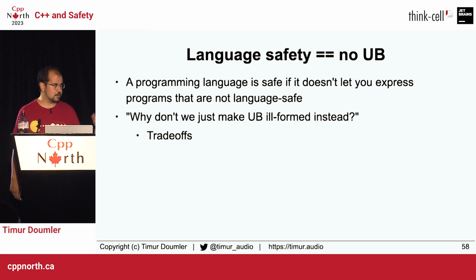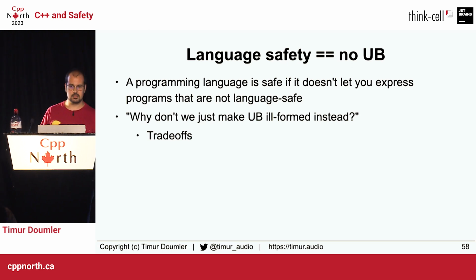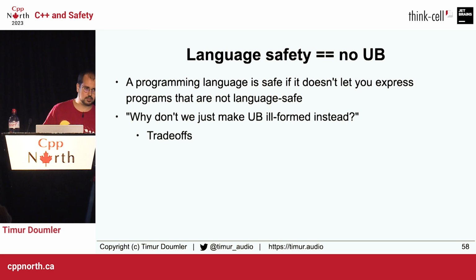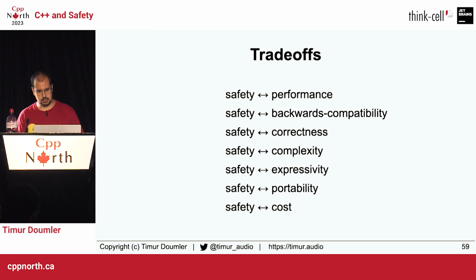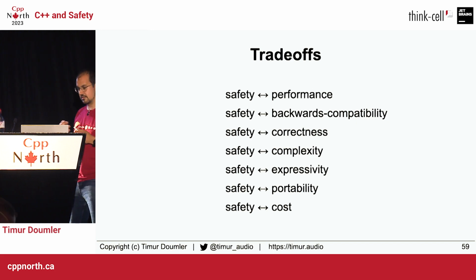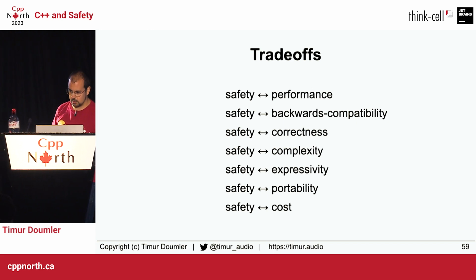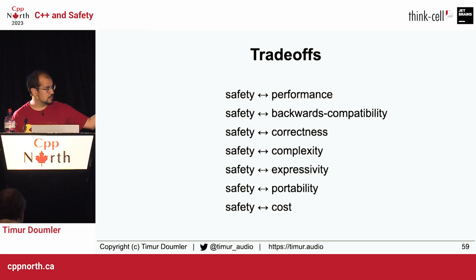So interestingly, the constexpr subset of C++ doesn't have UB, right? Everything's checked there. You cannot have UB at compile time. But there are trade-offs associated with all of these things. Having a programming language that doesn't have UB comes with trade-offs. In certain cases, you will trade off performance or backwards compatibility, which is very important in C++, or sometimes correctness, or complexity, or expressivity, or portability, or, very important for many companies, cost. How much does it cost to do the switch, right?